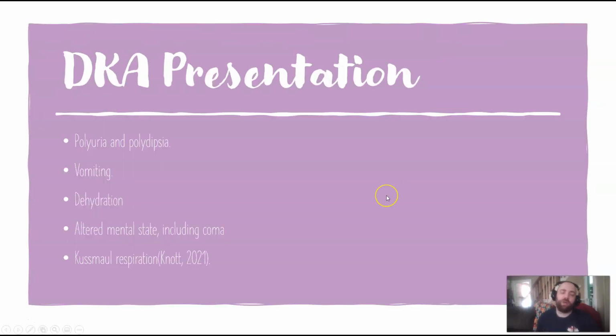So diabetic ketoacidosis is a really good example of a metabolic cause for increased work of breathing. That is something that you might see often. So in diabetic ketoacidosis, they present with polyuria, polydipsia, vomiting, dehydration, altered mental state, including coma, and Kussmaul respiration. So that is like this heavy hyperventilation, taking really huge, deep breaths, okay?